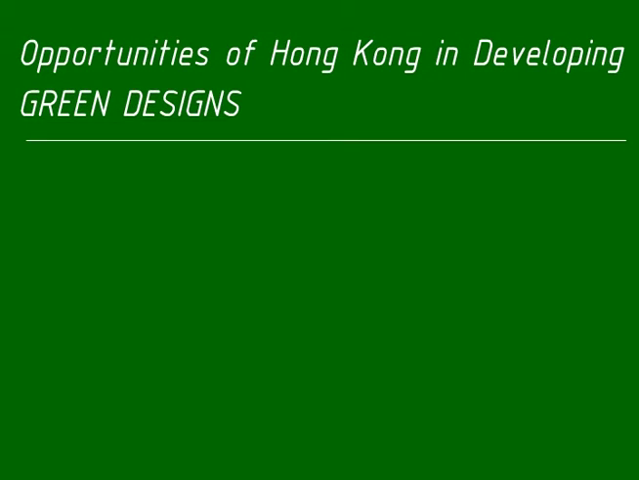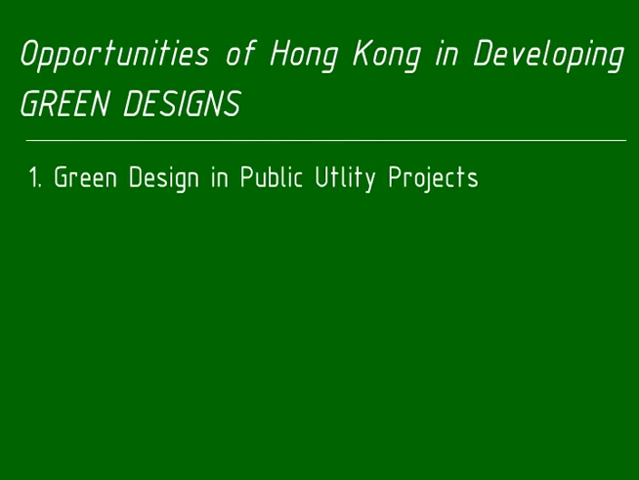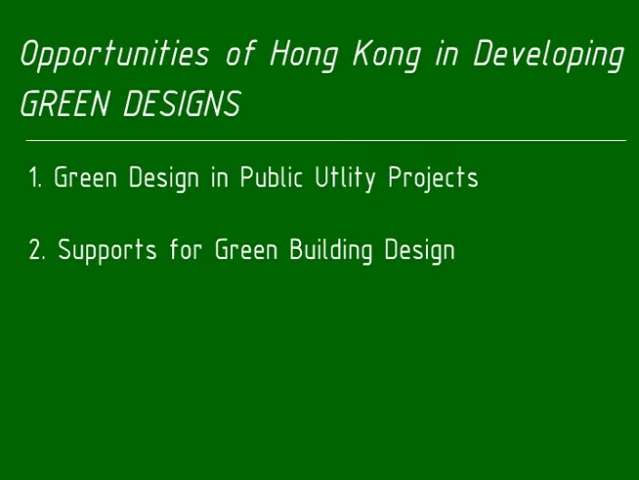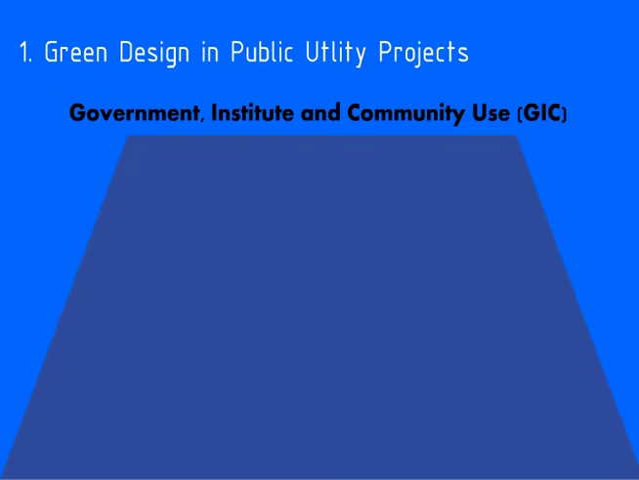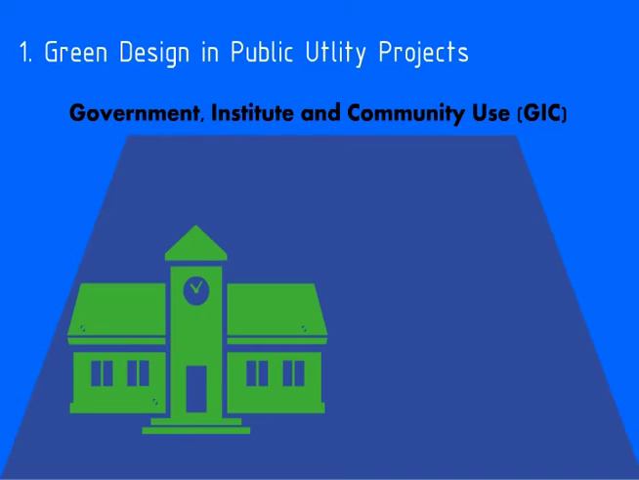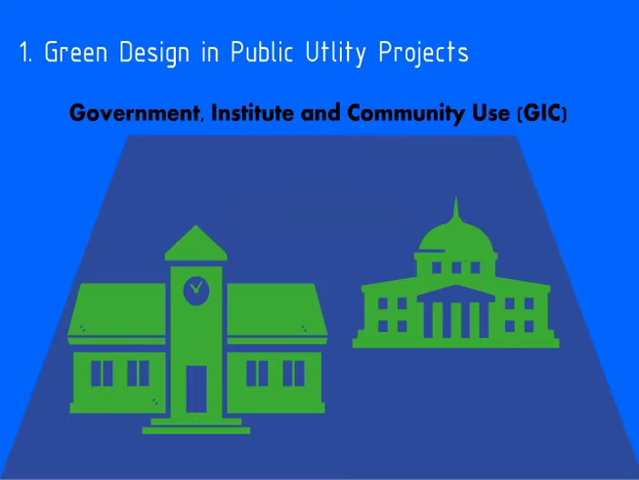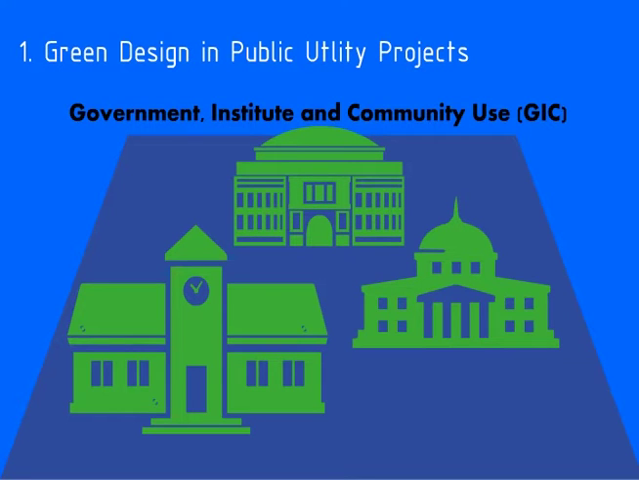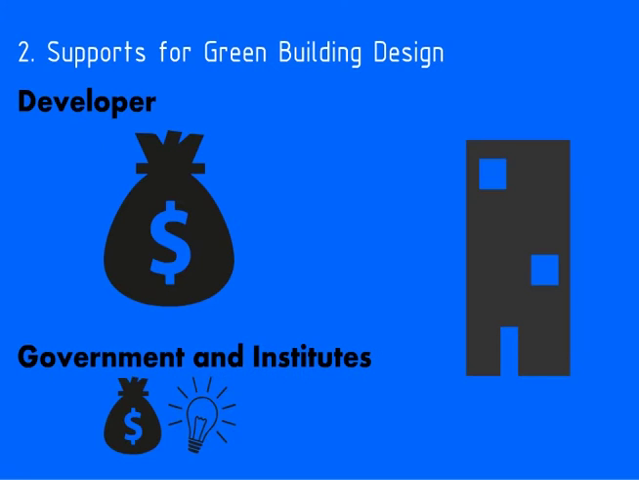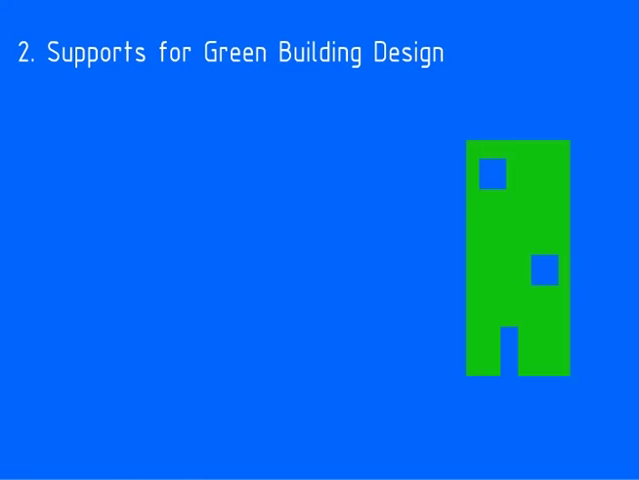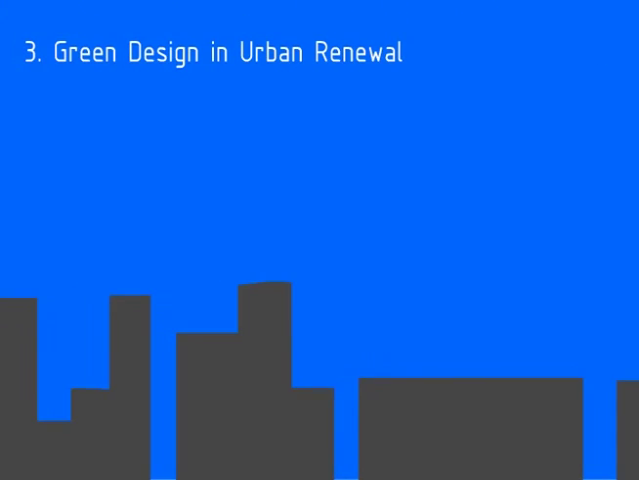Green design in public utility projects, support for green building design, green design in urban renewal, and legislations and regulations. Like the Centennial Campus, public utilities like educational institutes, government offices, and city halls will be good locations for implementing green design. Subsidies and plans could also be provided to help parties interested in green buildings.